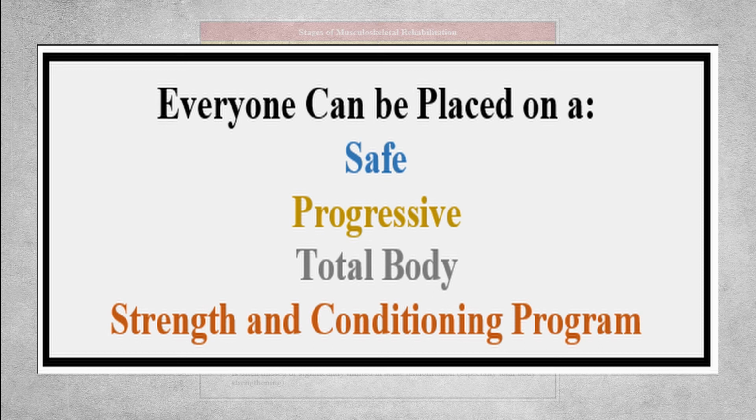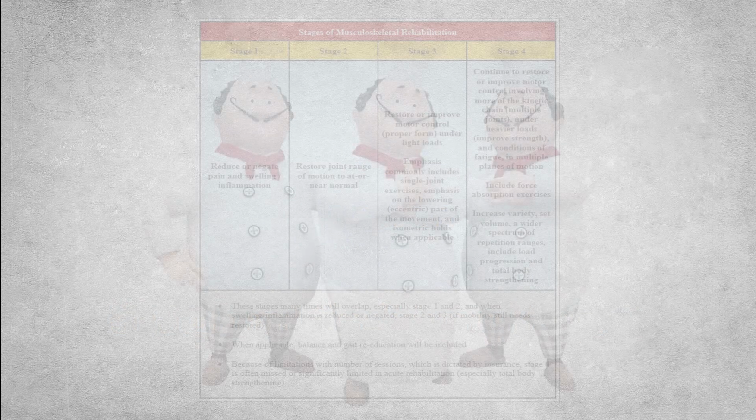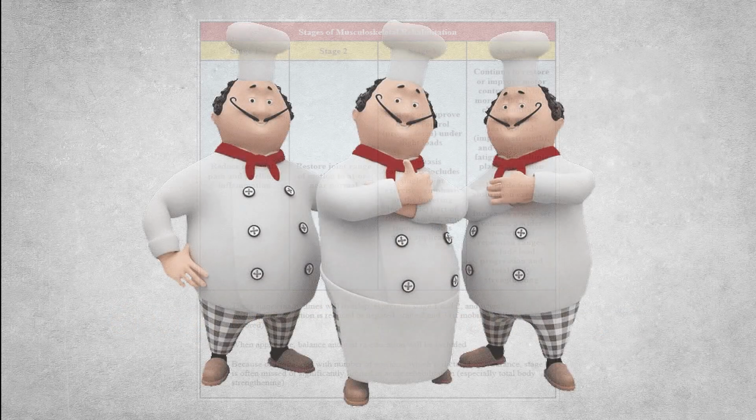Where they're tight, get them mobile. Where they're weak or hypermobile, get them strong. Ensure proper form. Make sure you progress and create total body balance. This is really the recipe for prehab, rehab, post-rehab, and general fitness.